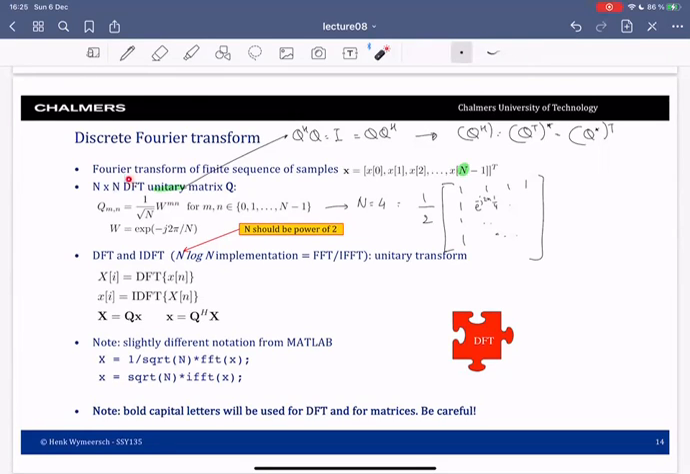Given any n, I can compute any DFT matrix that I want of size n by n, and it will always be unitary. So this means all these columns are orthogonal to each other.